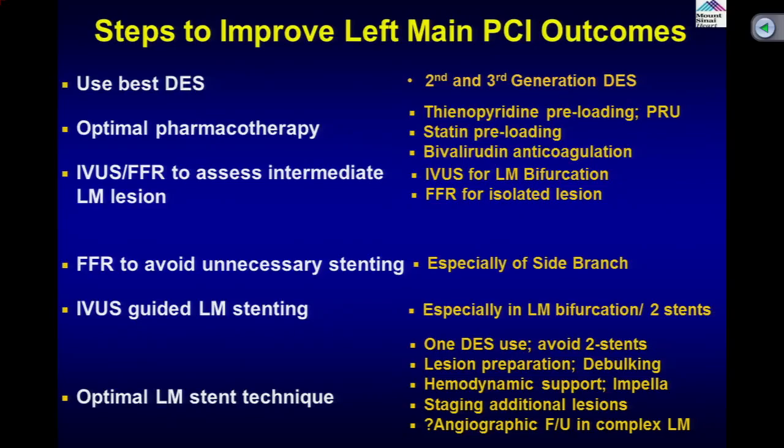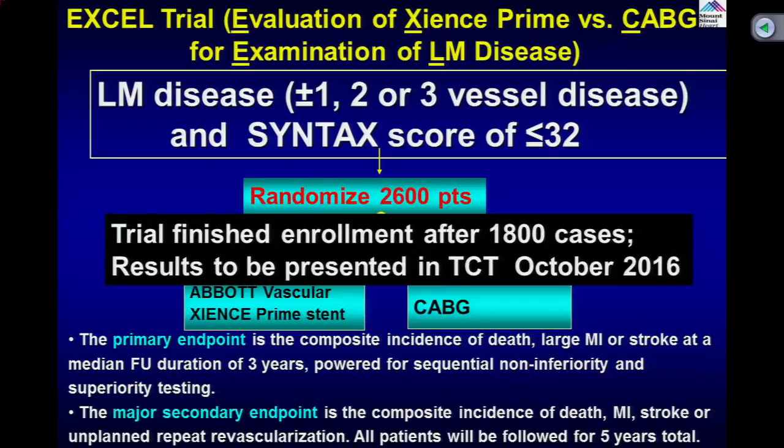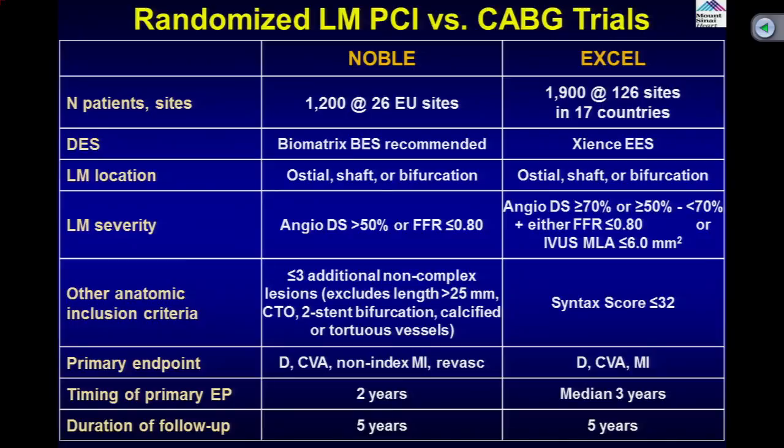So that led to the formulation of the Excel trial, and these are the various left main PCI outcome optimization measures. I have put them here, and particularly adequate lesion preparation and IVUS are important. The Excel trial of 1800 patients, with a SYNTAX score of less than 32, will be presented at TCT later this year. So really, these two trials, Noble with the Biolimus and Excel, will answer the role of this device technique, the updated DES PCI, in the future.